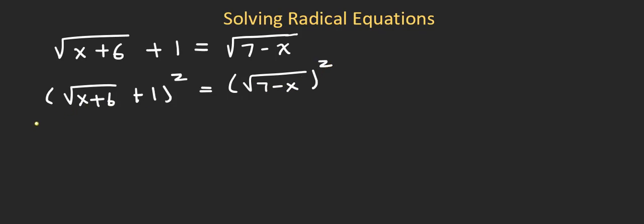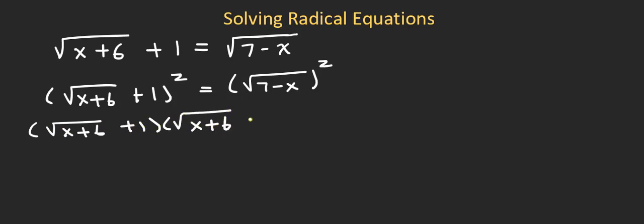So here what you've got to do, you've got to write it twice, because you need to FOIL this. And on the right side, the radical disappears, so you get 7 minus x. So when you FOIL it, you end up getting x plus 6, because radical x plus 6 times radical x plus 6 is x plus 6.